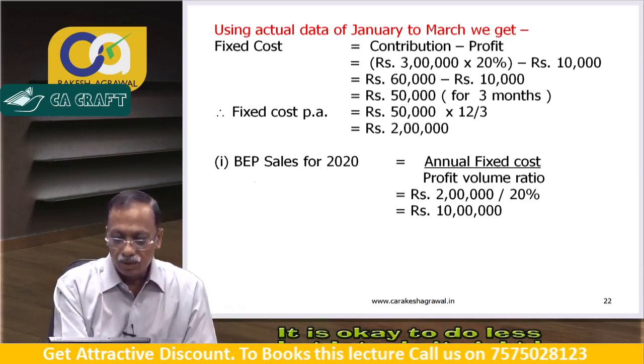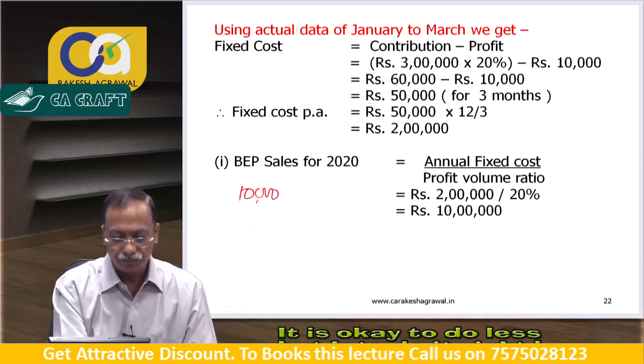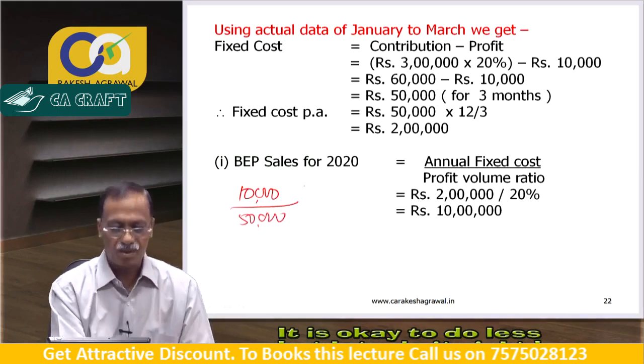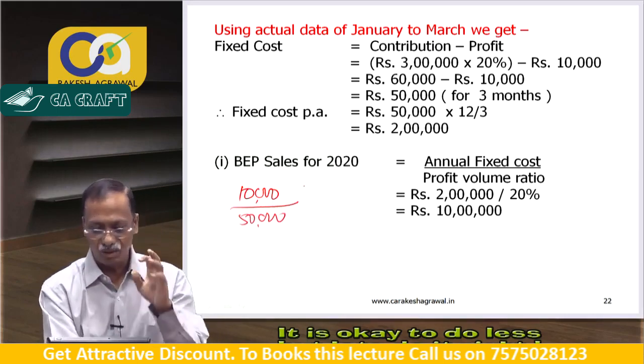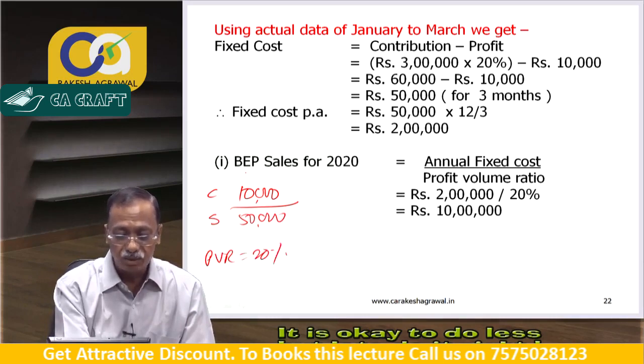Now suppose our contribution, I take 10,000 just for the sake of simplicity for 3 months, and I take sales as 50,000 for 3 months. Just imaginary figures of contribution upon sales. So your PV ratio will become 20%. But let us assume this data is for 3 months.